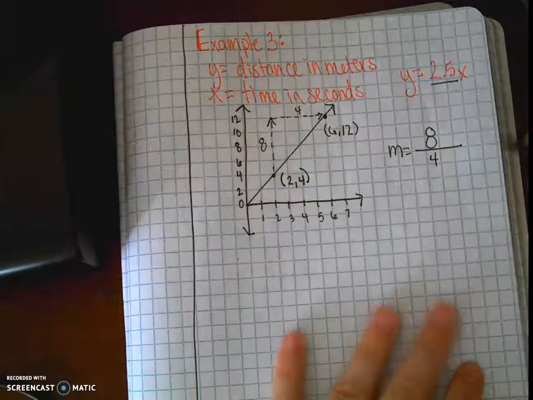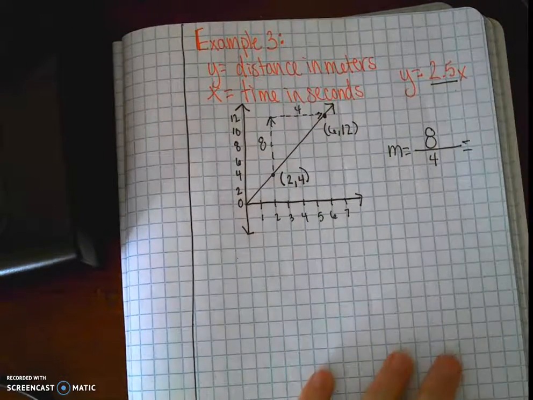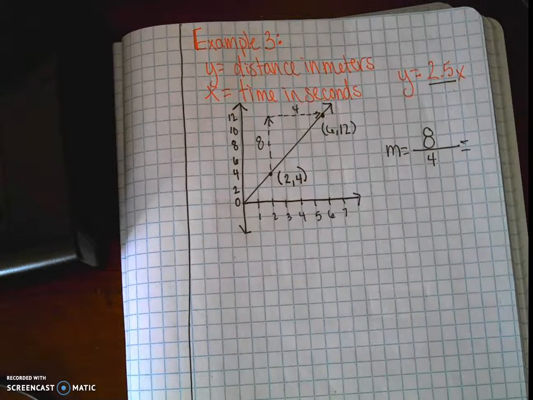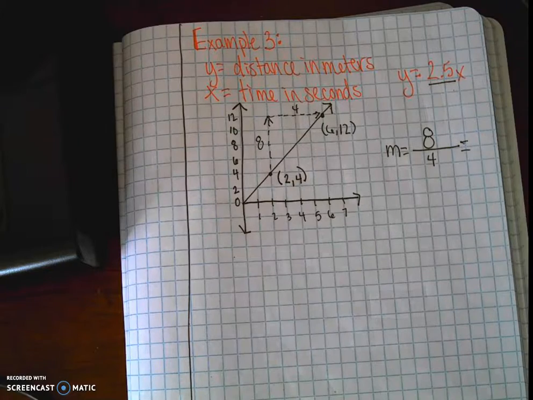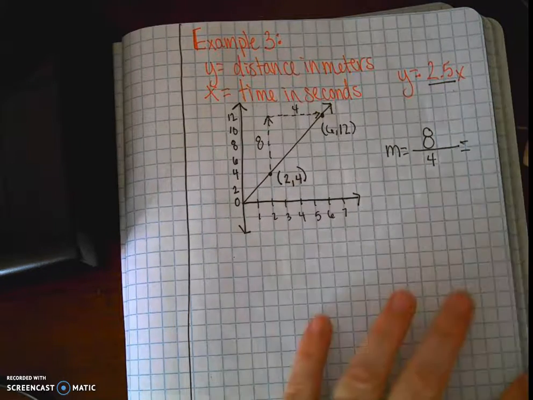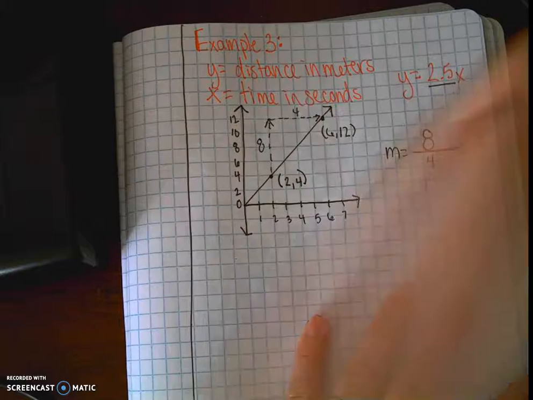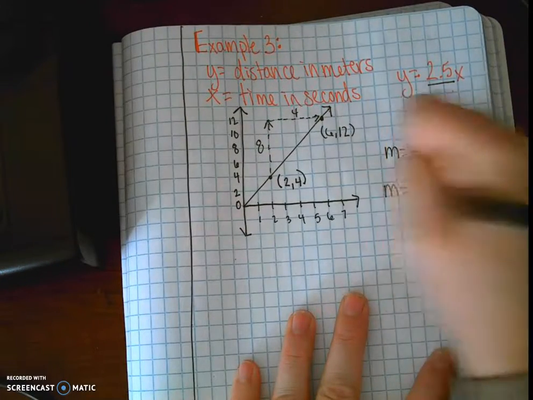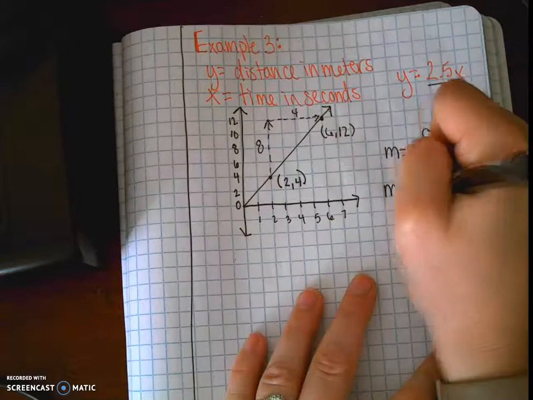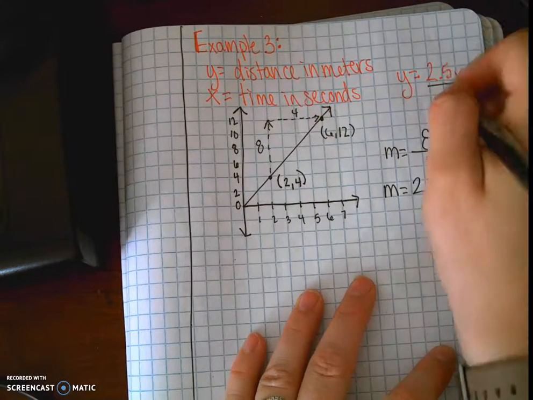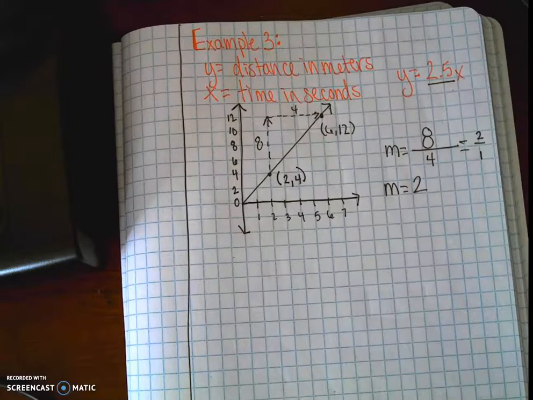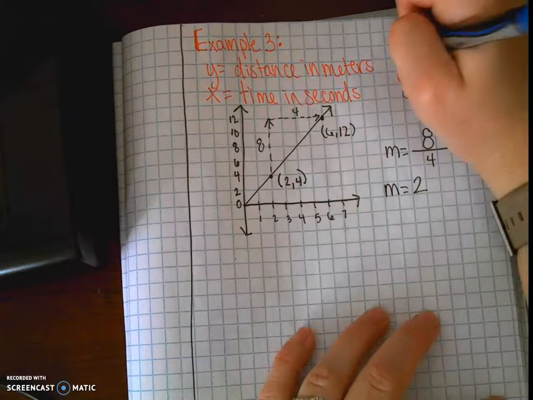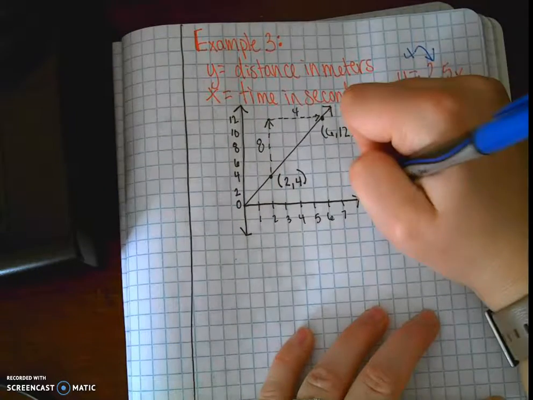So now I have to see if I can simplify that. So take a second for me and simplify it. If you answered 2 over 1, then you simplified it correctly. So our slope for our 2-person ski lift is 2. So now if we compare our 2 ski lifts, we can draw a conclusion based off that. So once again, this is our 4-person. This is our 2-person.